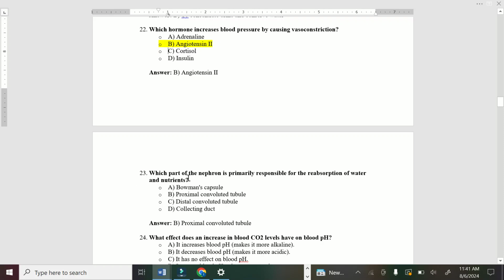The next MCQ is: which part of the nephron is primarily responsible for the reabsorption of water and nutrients? A. Bowman's capsule. B. Proximal convoluted tubule. C. Distal convoluted tubule. And D. Collecting ducts. So the correct option is B.